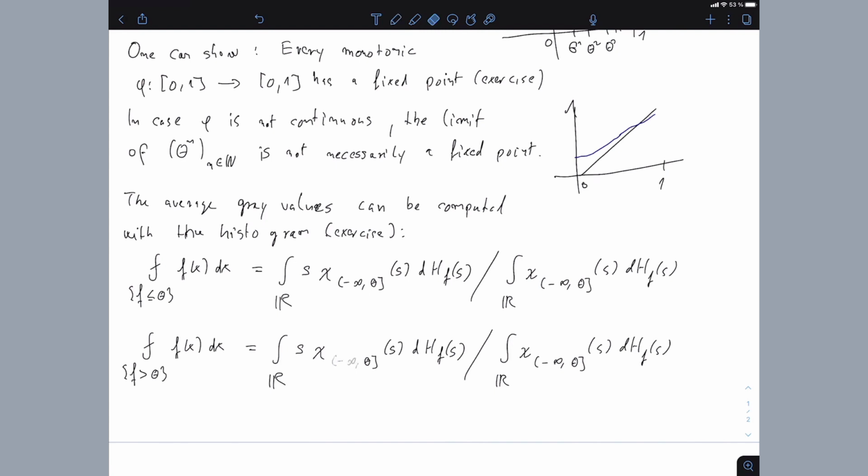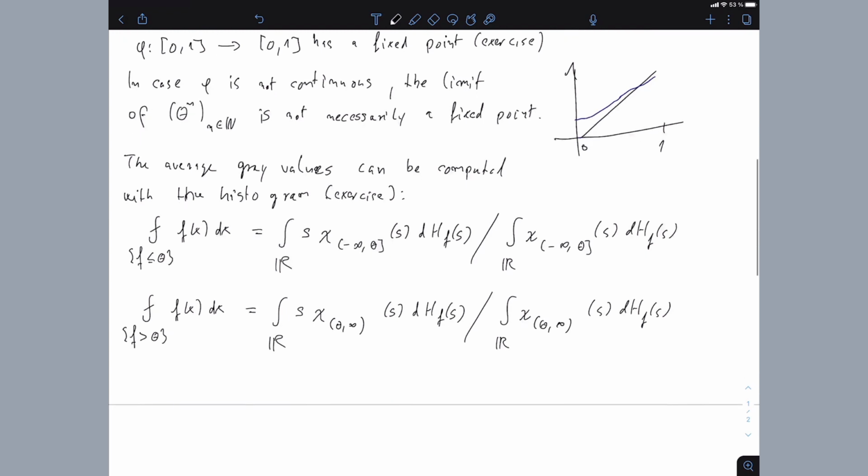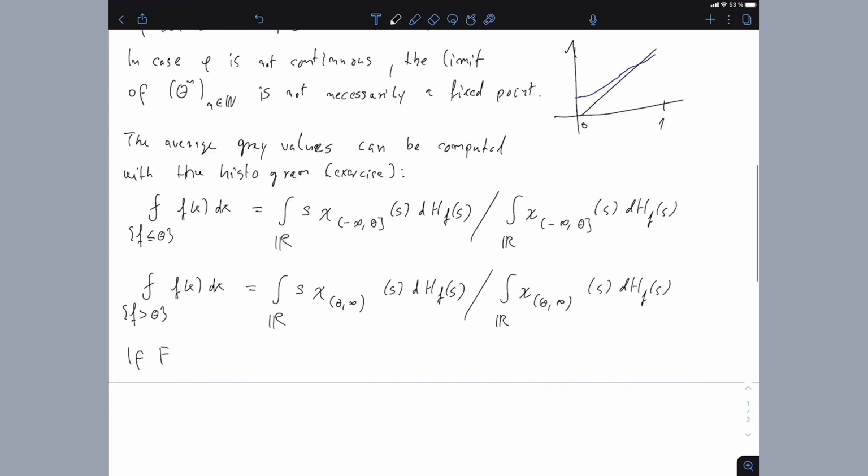And so the same is true for the other set. We just need to adjust accordingly. So we have now f bigger theta here, and here we only have to consider values above theta. And I guess the discrete version of this integration will look more intuitive for you. So let me also write down that. And this is also what you would implement when you do this.